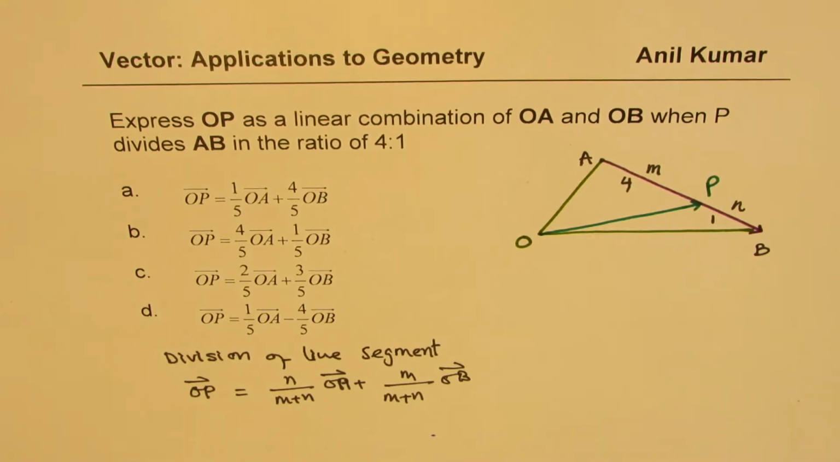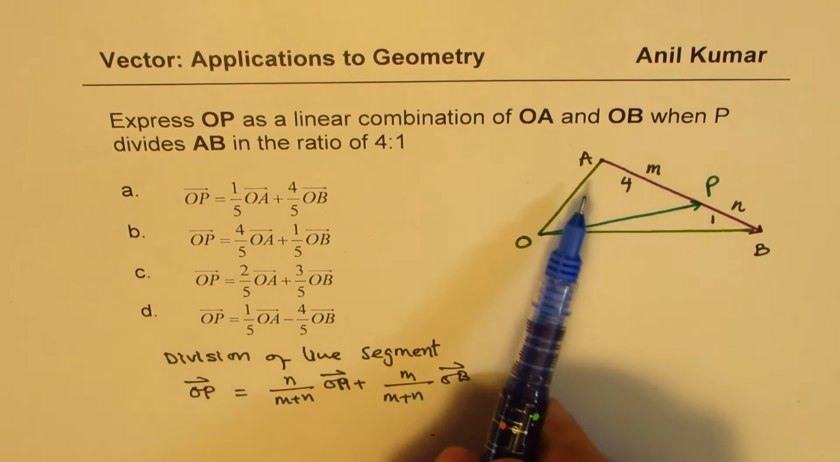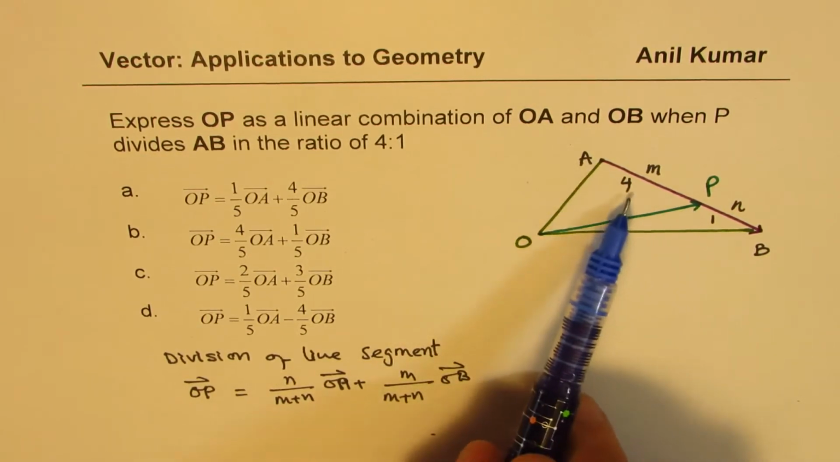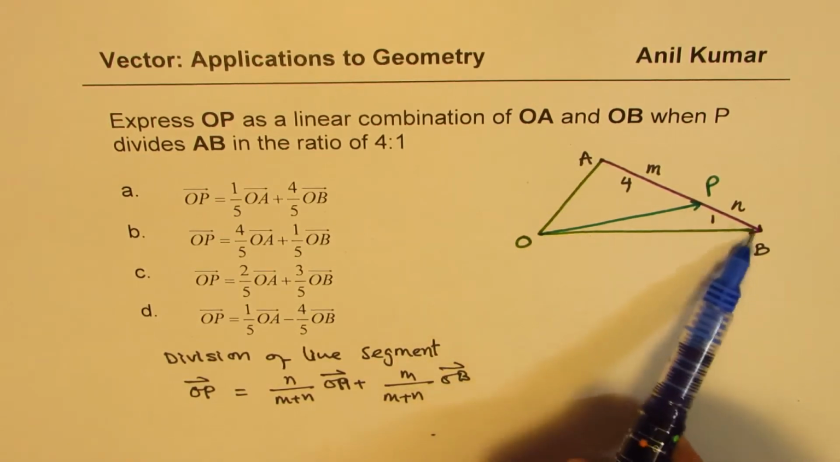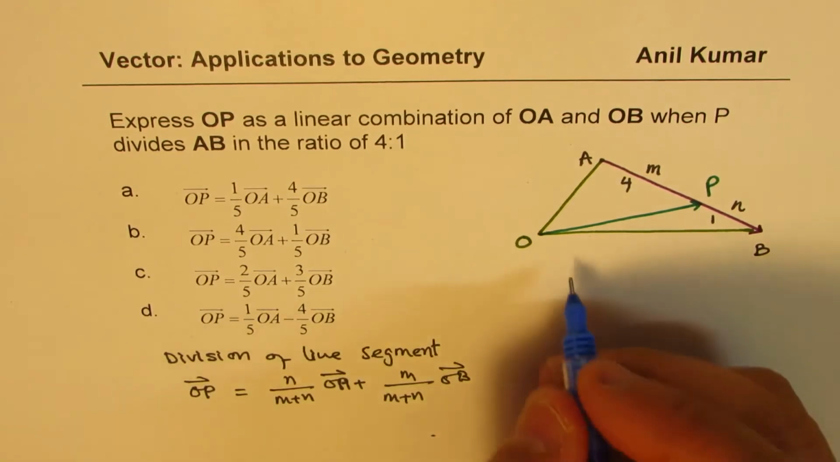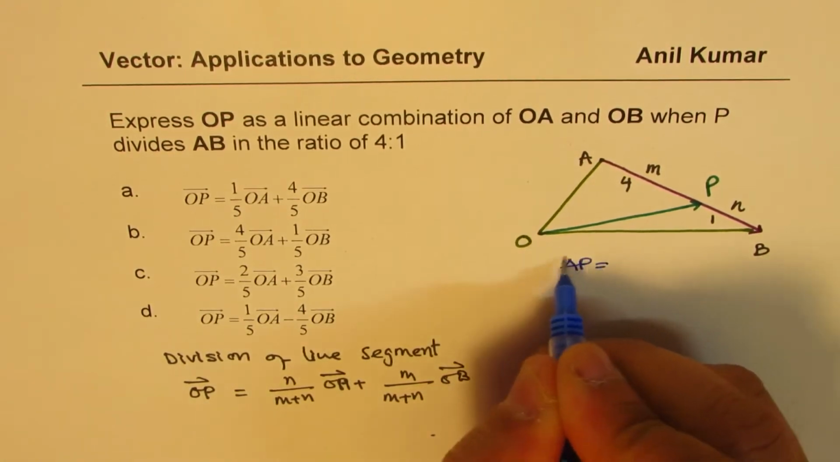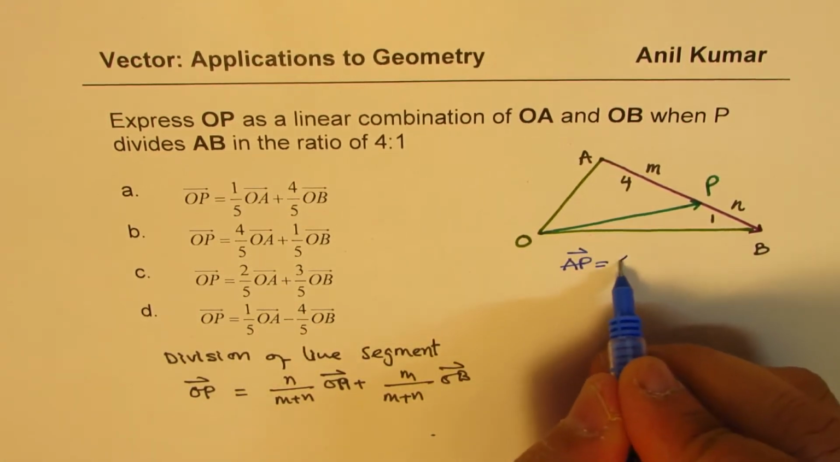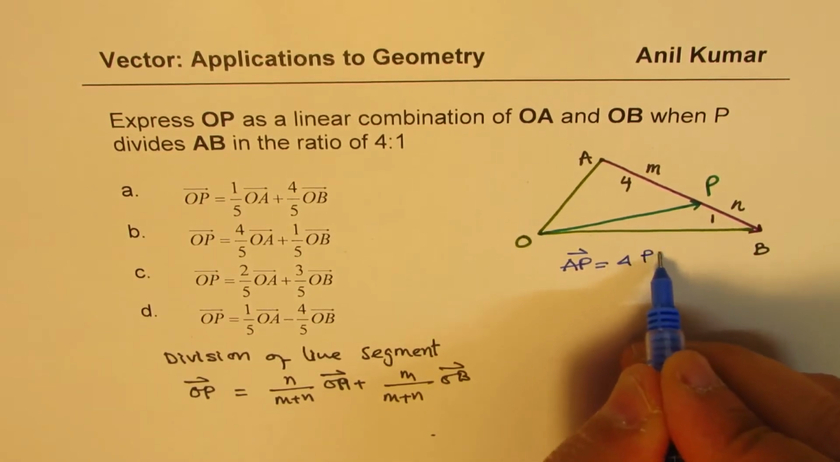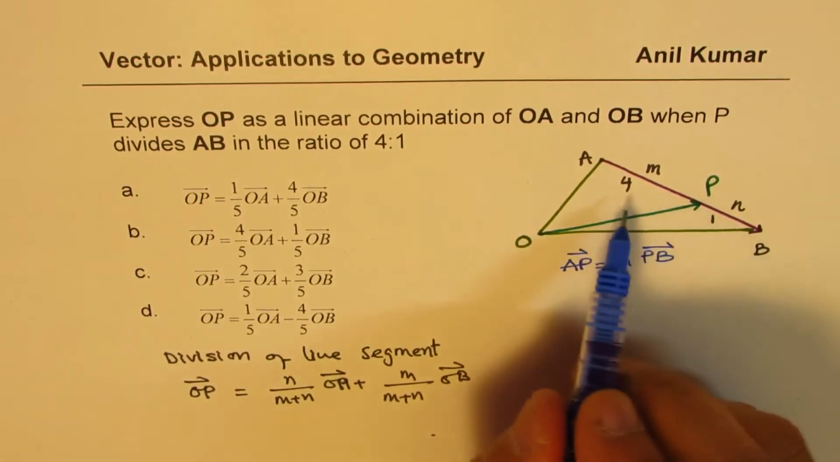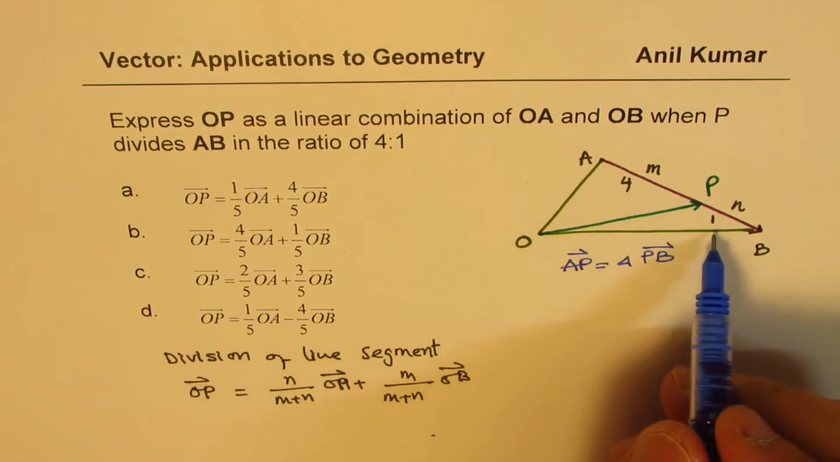So that's the whole idea. So let's look into this. AP is 4 and PB is 1. That is the ratio. So we could write this as AP is equal to 4 times PB, since P is dividing this in the ratio of 4:1.